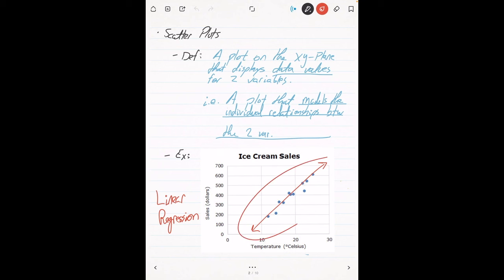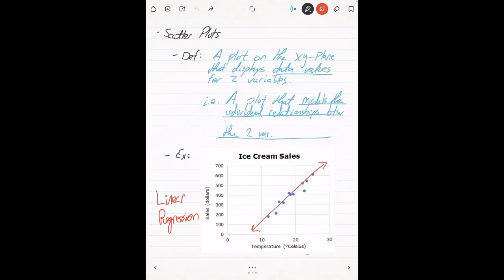So when we take a look at this scatter plot here, we can see that all the data is very tightly packed around this line. They're all very, very close. They're not that far off. So we would say this is a strong correlation. The data fits the model quite accurately.